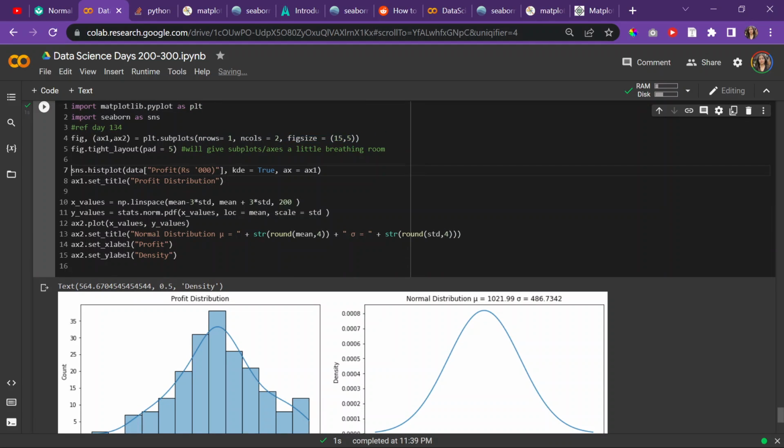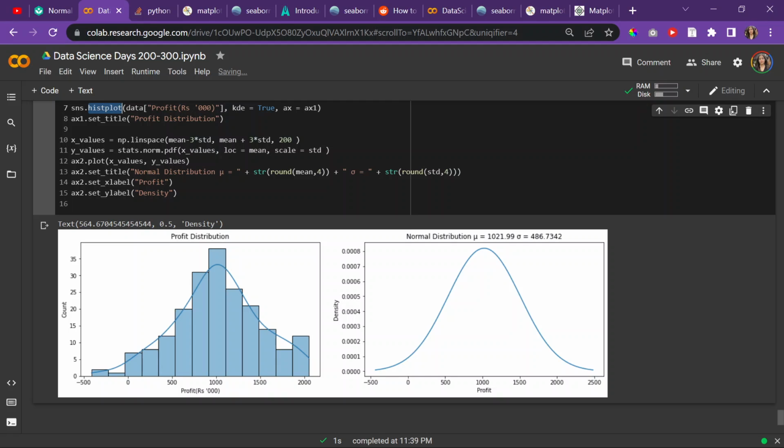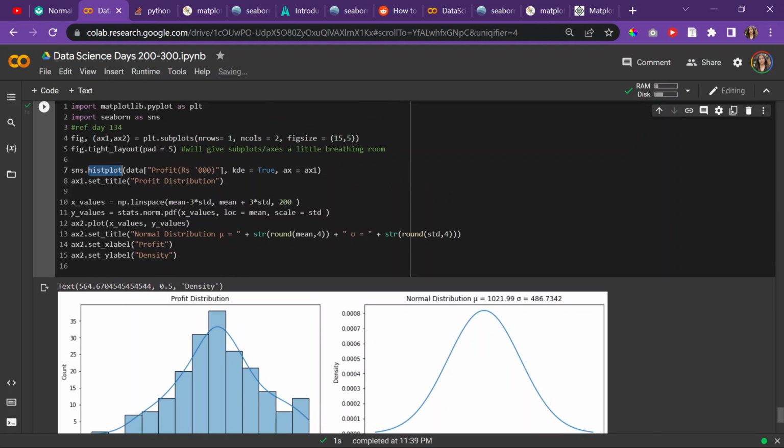Okay, line 7. So this is how you start plotting your graphs. So sns.histplot, I like to use Seaborn, right? So I plotted the first one, which is the profit distribution, using a histogram, right?